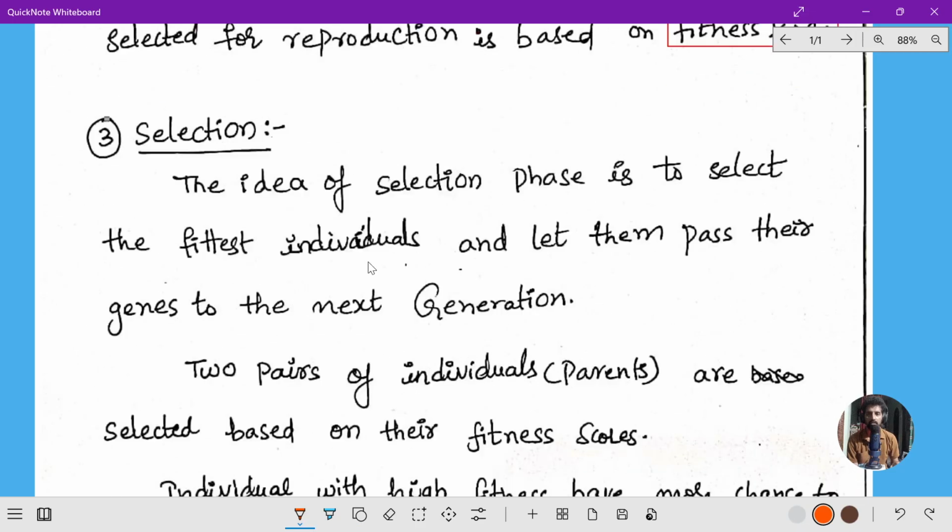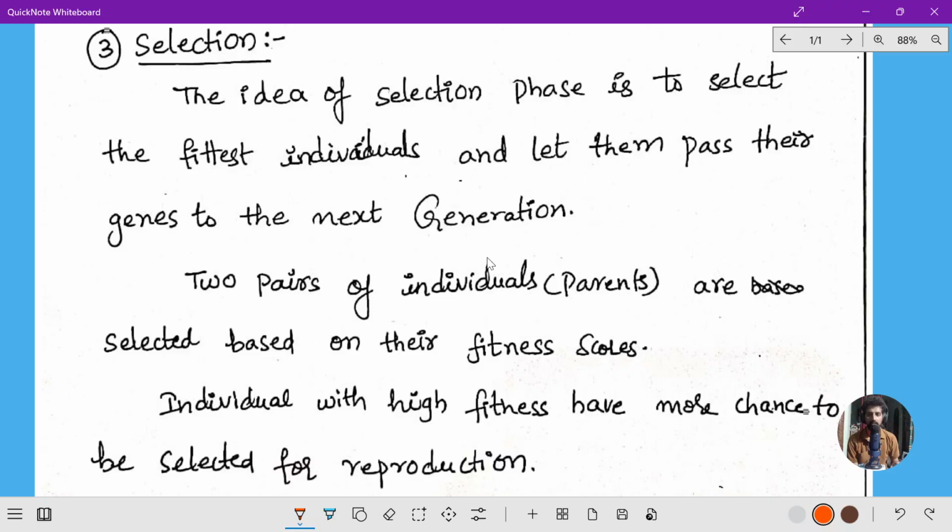And the third one we have on the screen is the selection. So what is the meaning of selection? The idea of the selection phase is to select the fittest individuals. Remember, we may have any number of individuals, but we are going to find only the fittest individuals and let them pass their genes to the next generation. So what is the meaning of this gene? We discussed already, these are binary values, something like zeros and ones.